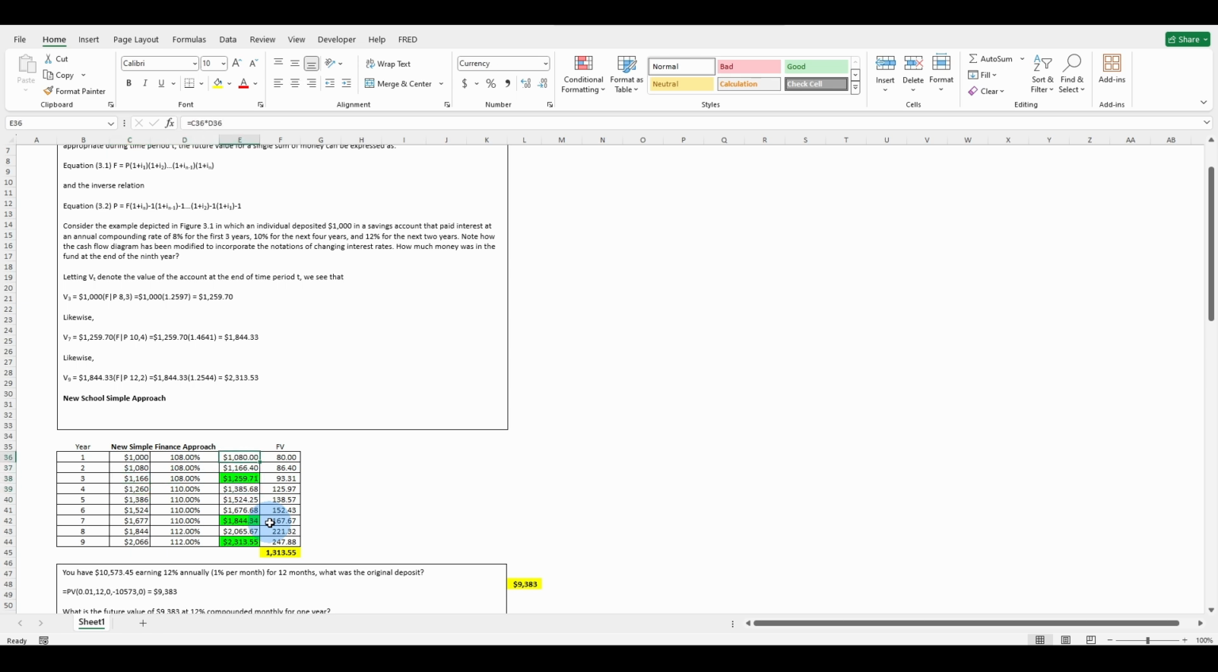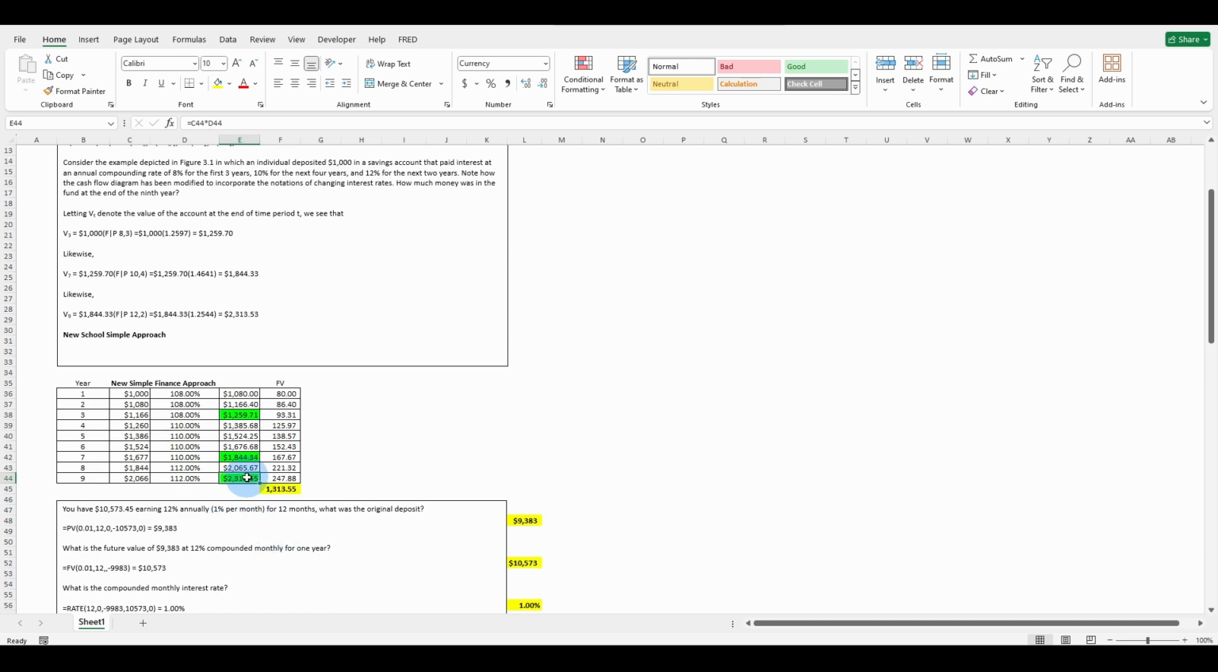All I did was take this 1080, and then it grows to 1080 at 8% to 1166. Then I just took 1166, 1259, 2313. There's the bottom line number, 2313. And it's so much easier. You could see the flow. You can see where interest rates change, and you can just do the compounding. I just do this for myself. I just look at the future value.